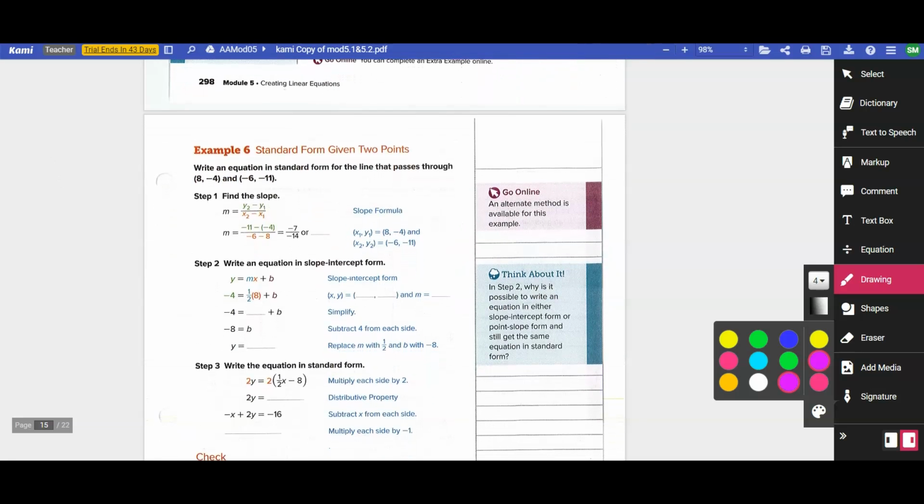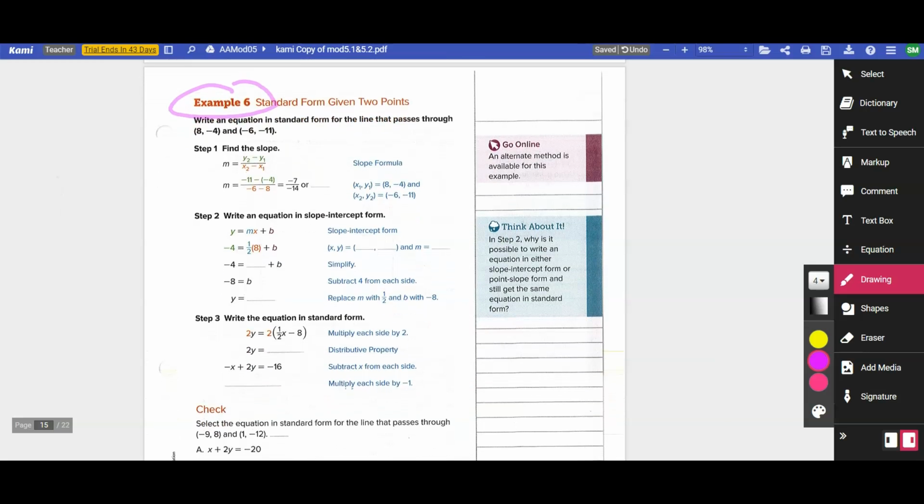Okay, and building on with example 6 here, now we're just going to give you 2 points. You're going to have 2 points, and you have to do a couple different things. First, they want you to write an equation in standard form. So you find your slope and you find your y-intercept. You need those for sure. Once you have your slope and y-intercept, then you can put it into standard form.